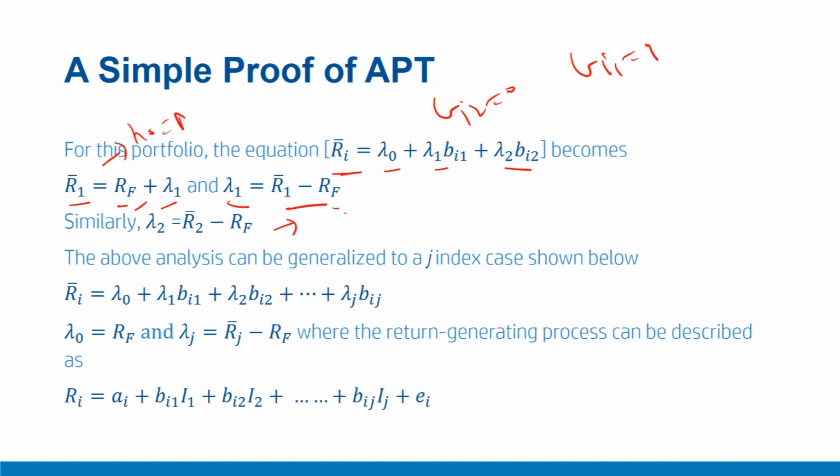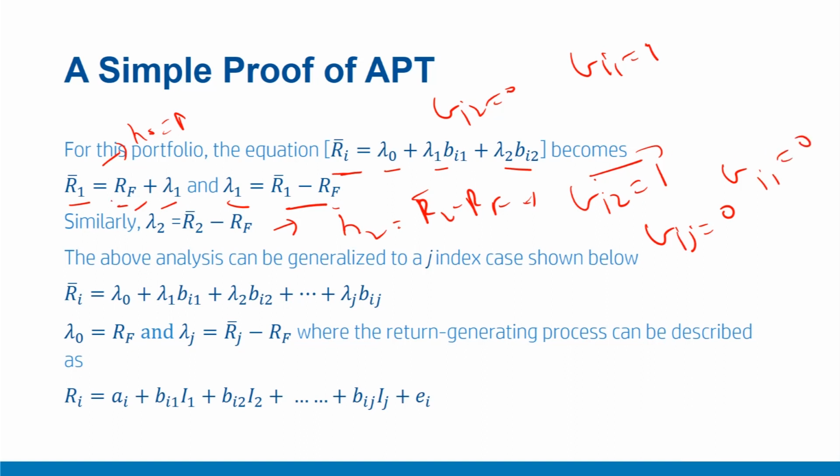Similarly, we can also obtain lambda 2 equal to R2 bar minus Rf by simply suggesting that there exists a portfolio with only sensitivity towards this index I2, BI2 equal to 1, which is the sensitivity with respect to index I2, and all the other Bij's as 0. For example, if there are only two indices as we have assumed, then Bi1 equal to 0. So using that property, we can find lambda 2 equal to R2 bar minus Rf.